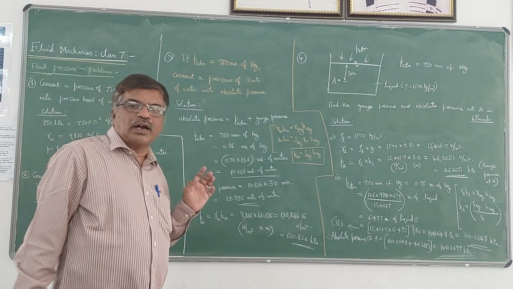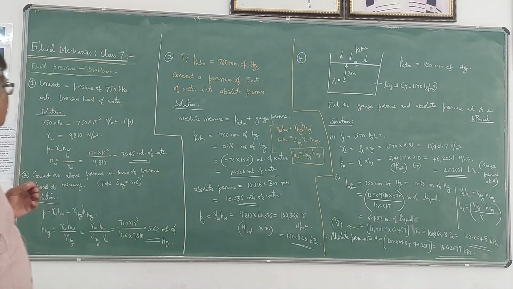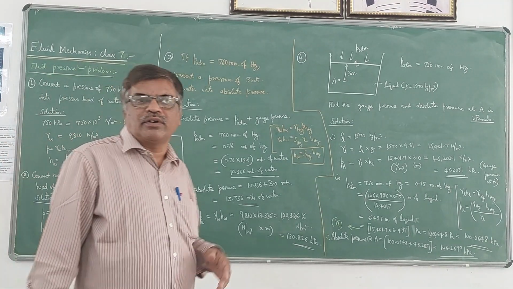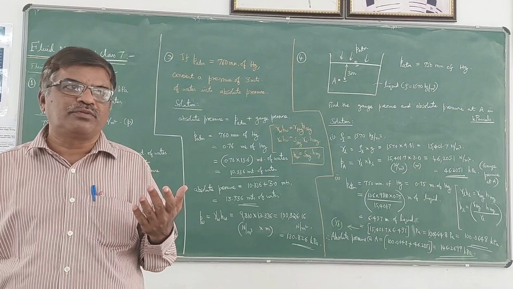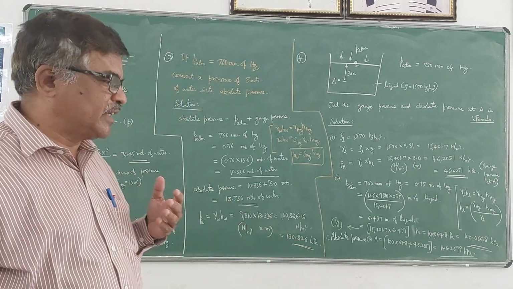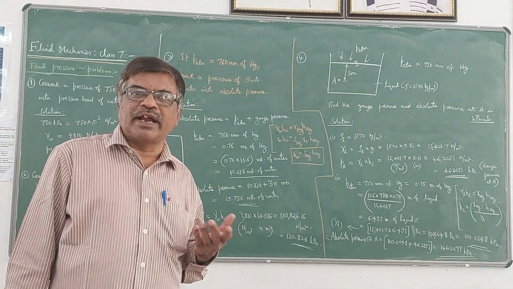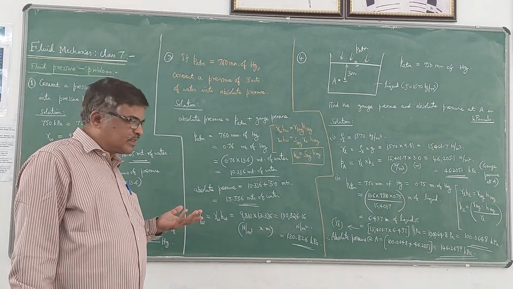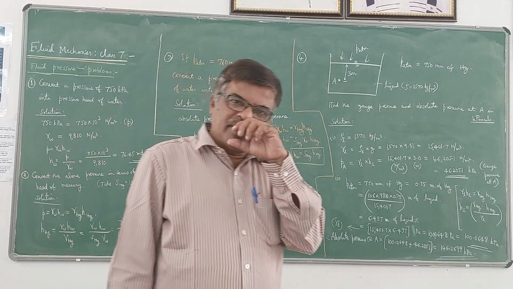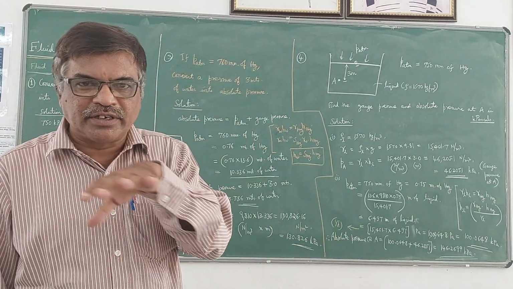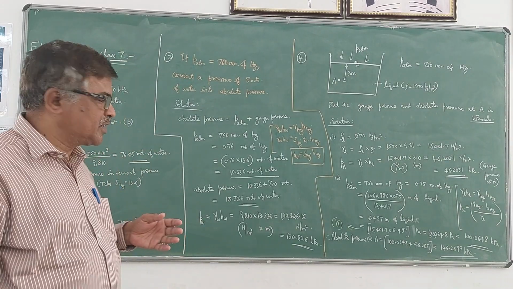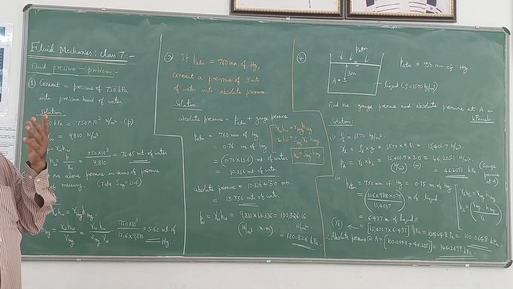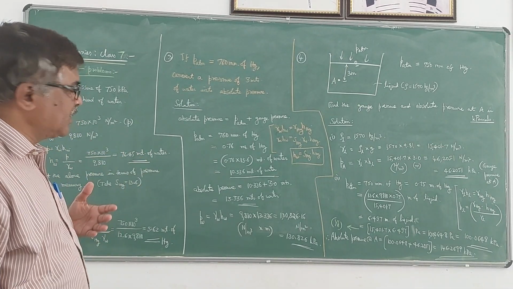In this class, I will explain some problems on the computation of fluid pressure. So in the earlier video classes, I have explained about the definitions of fluid pressure, how it is expressed as pressure intensity and pressure head, and hydrostatic law P is equal to gamma into H, Pascal's law, and classification of pressure, that is absolute pressure and gauge pressure, vacuum pressure and all. So now the problems related to fluid pressure can be in different ways.